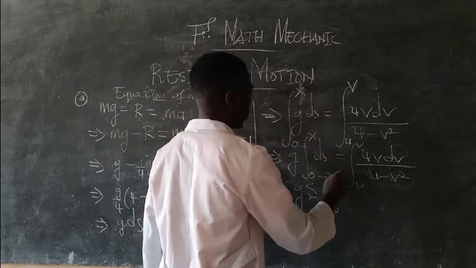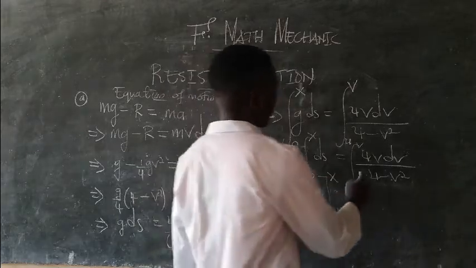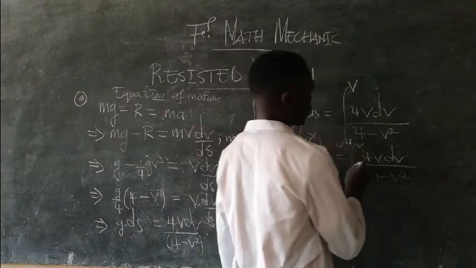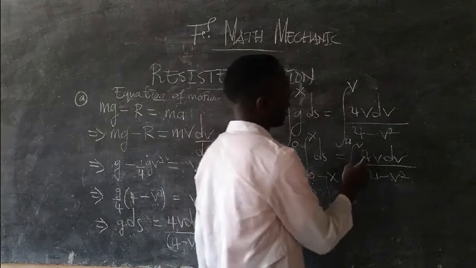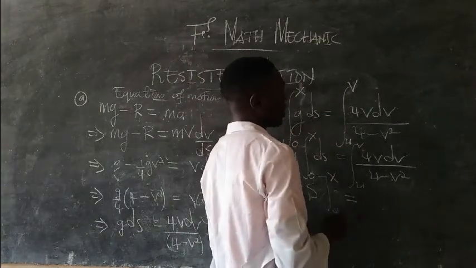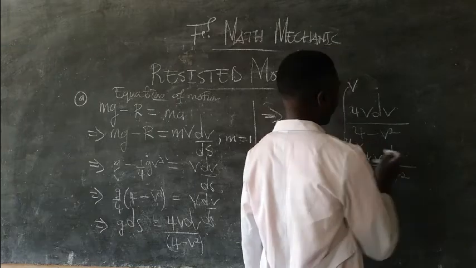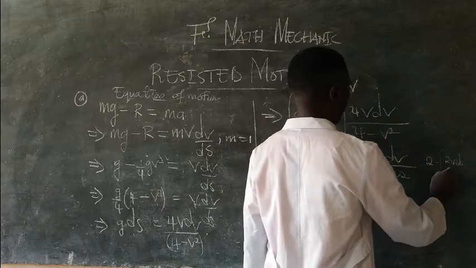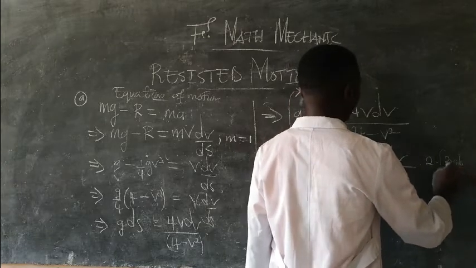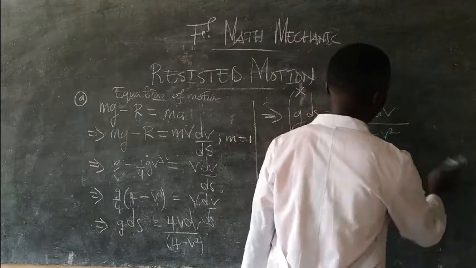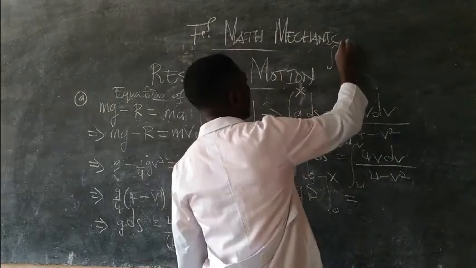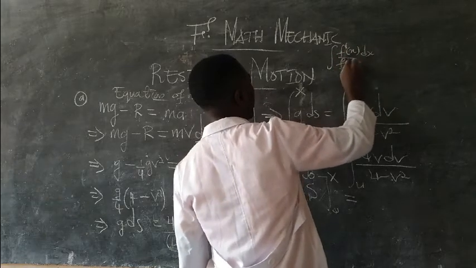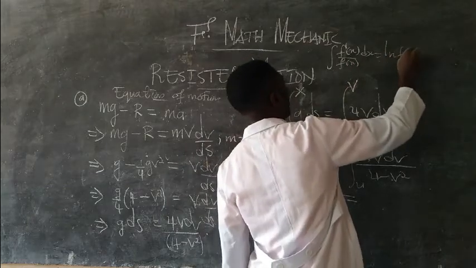When I integrate this one, when you differentiate the denominator, you're going to have 2v. But at the numerator, I rather have 4v. So I can factor out 2 here, so that I have 2 into 2v dv divided by 4 minus v squared. Remember the formula for the integral: if you are integrating f prime of x dx over f of x, the answer is simply ln f of x.